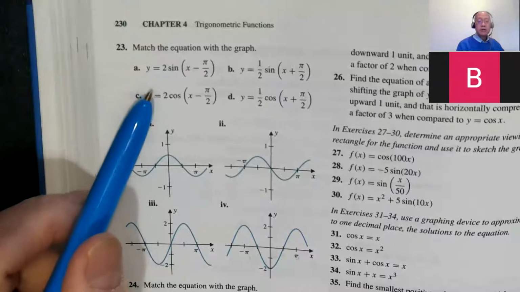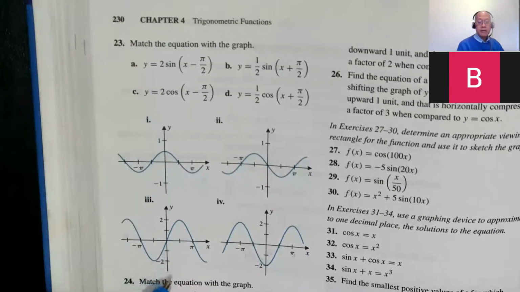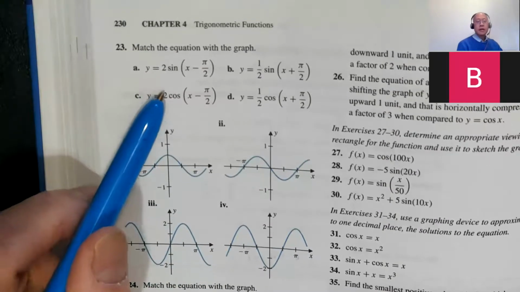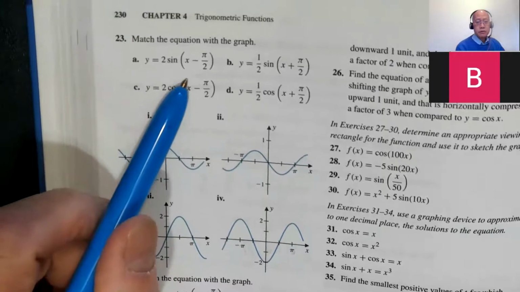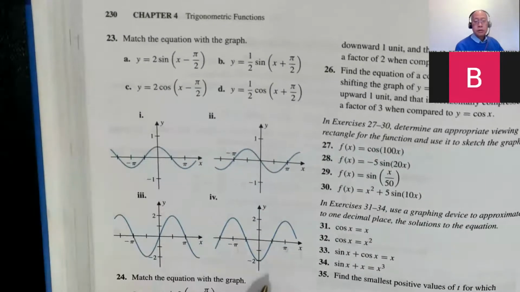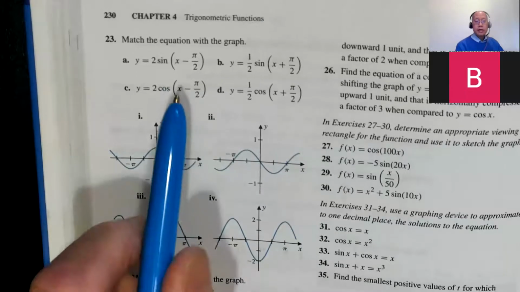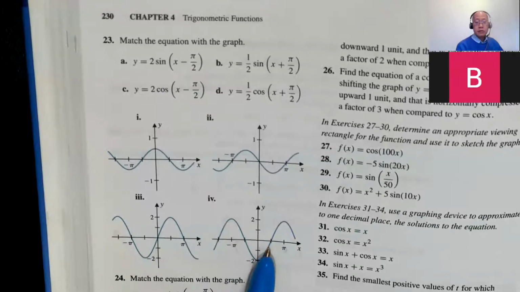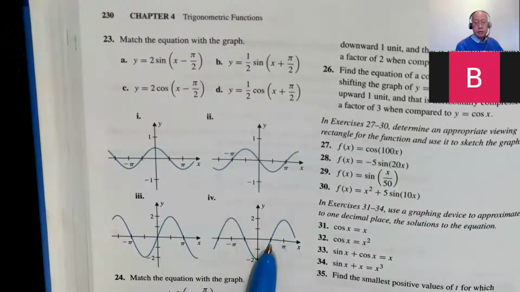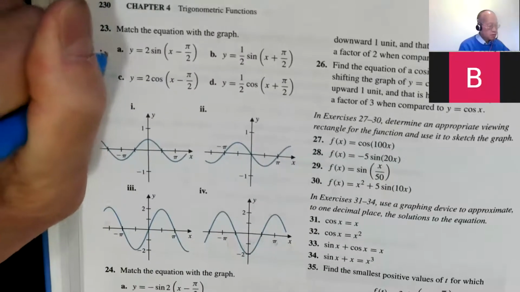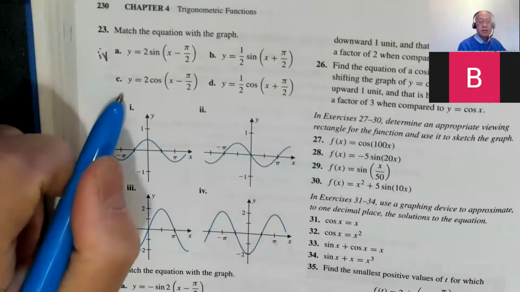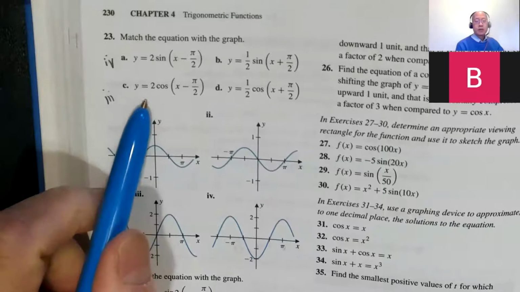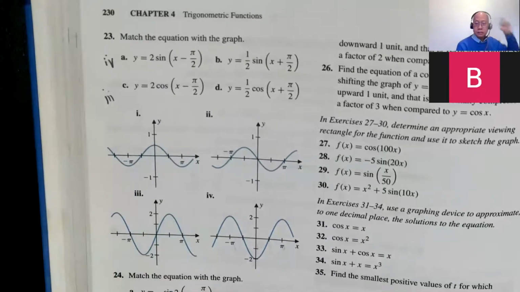A, amplitude is 2. So it's got to be either 3 or 4, right? So 2 sine of x minus pi over 2. So I shift pi over 2 to the right and start at 0. So that seems over here. Okay, so A seems to be 4, which automatically means this one has to be 3. And let's check. Shift the cosine pi over 2 to the right, starts at the maximum. Yes, that does it.